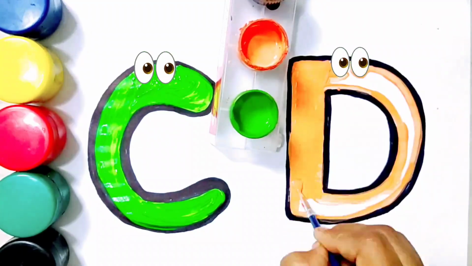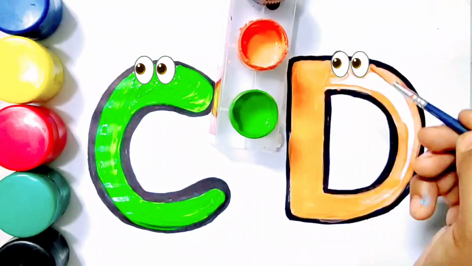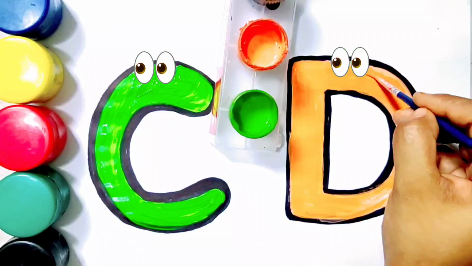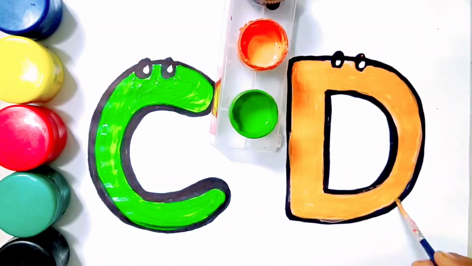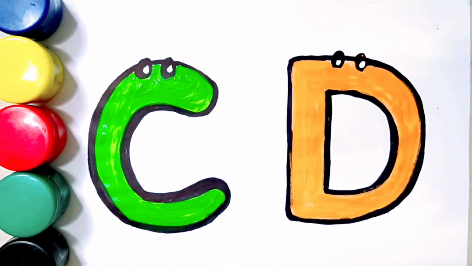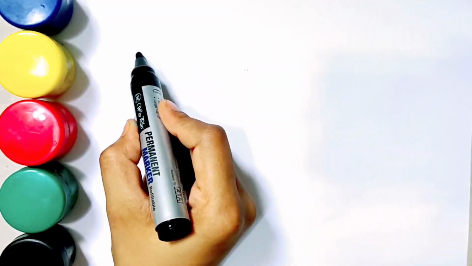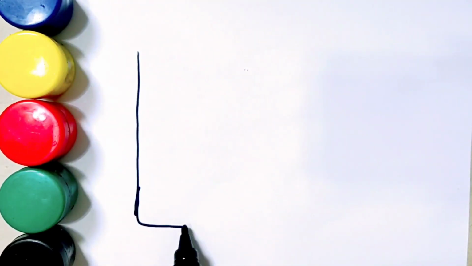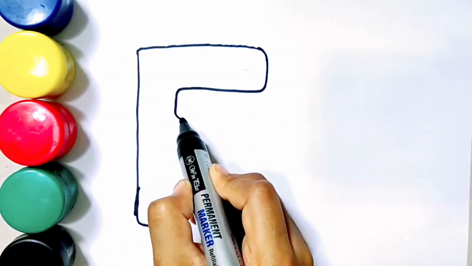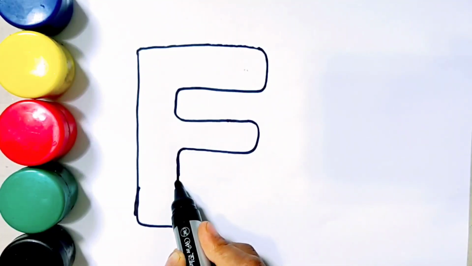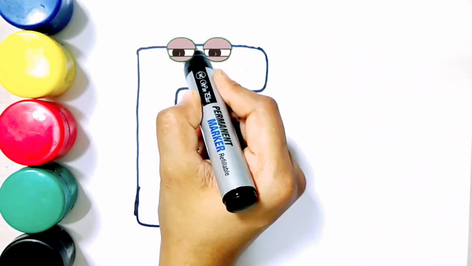A B C. Orange color. D E F G. Orange D. H I J. K L M N O P Q R S T U V W X Y and Z. Now I know my ABCs. Next time, won't you sing with me?